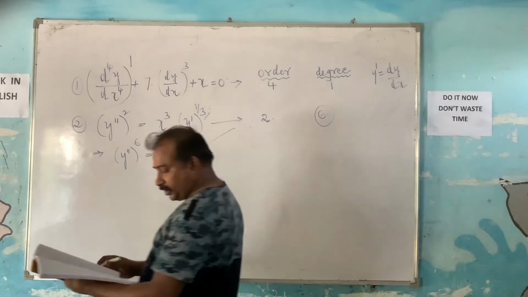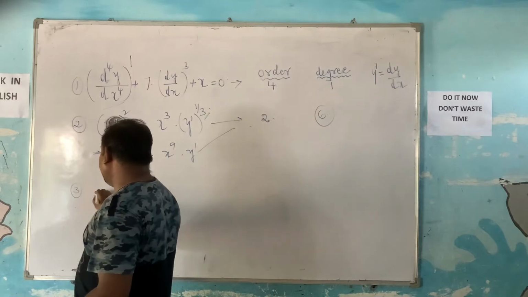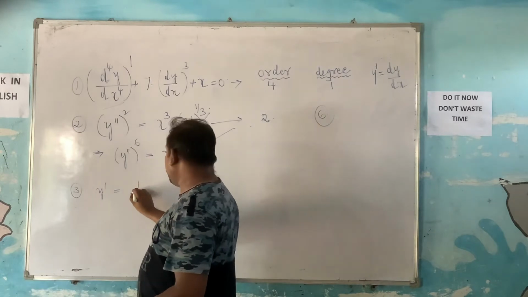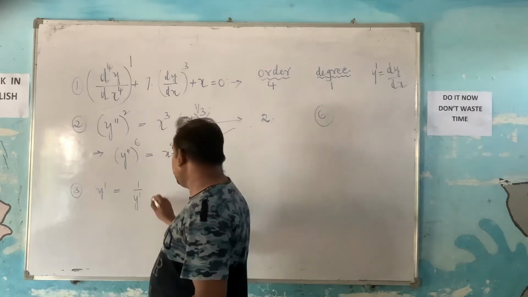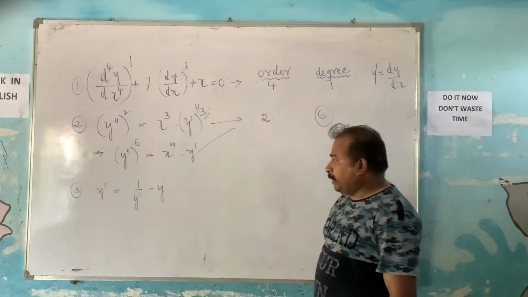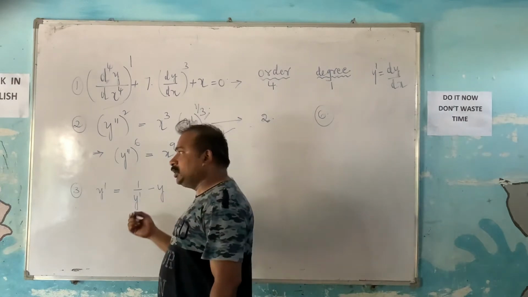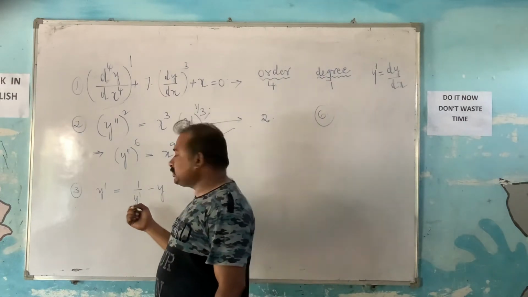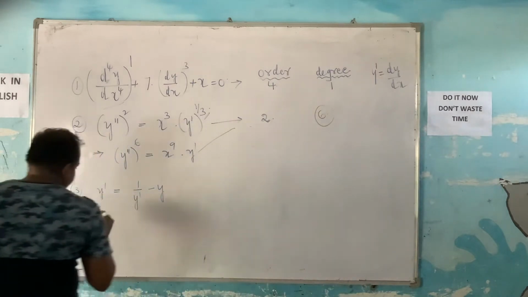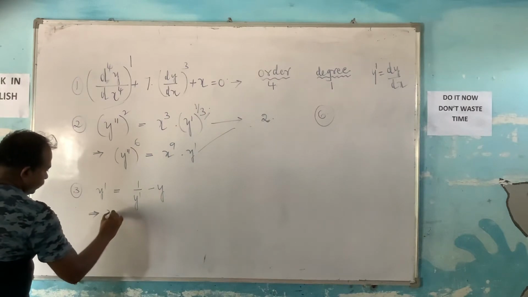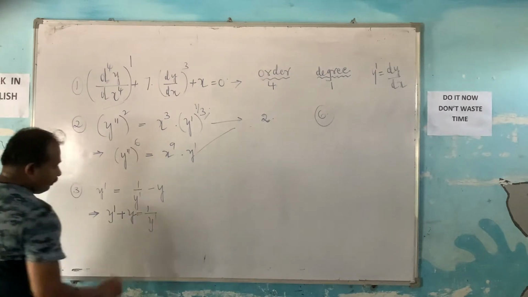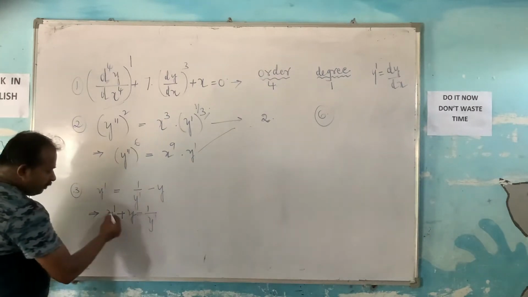One more example. Here they have given the third example: y dash equals 1 by y dash minus y. This is the value they have given. First of all, we have to form a differential equation, that is, a polynomial equation involving differentials. If you simplify, I get y dash plus y equal to 1 by y dash. Then cross multiply with this y dash.